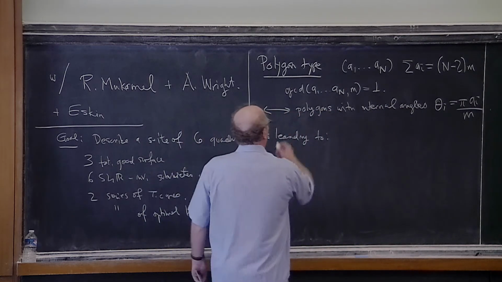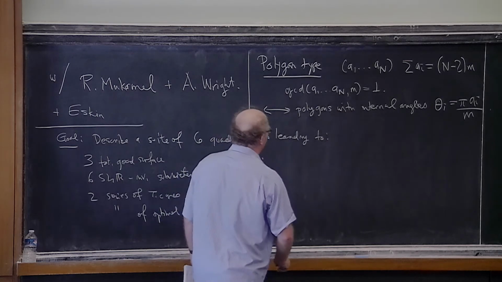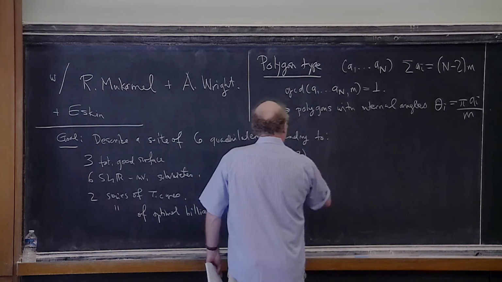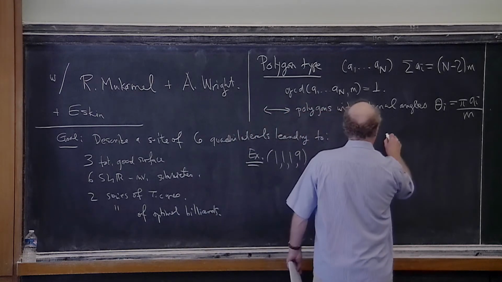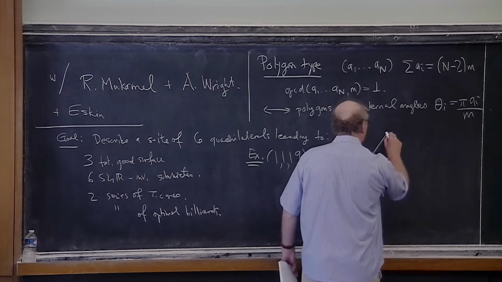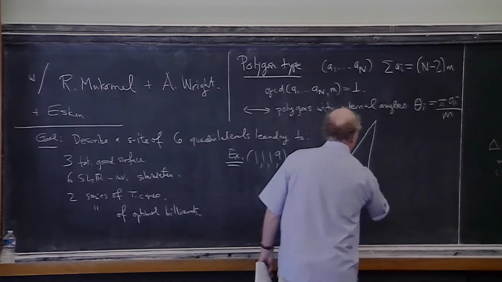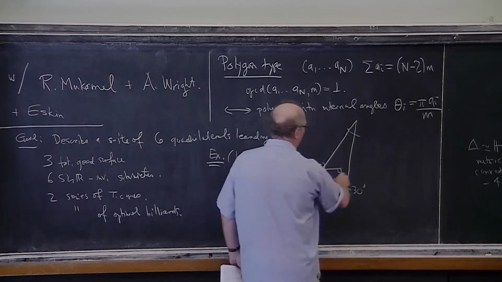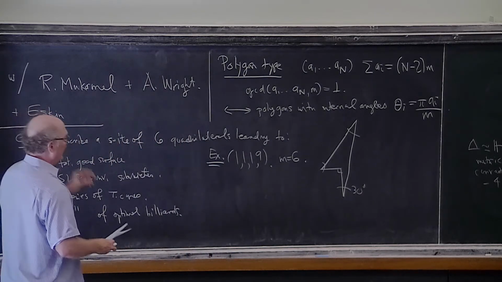OK, so this will, of course, be an n-gon. And one example, which will be important for us, is the case 1, 1, 1, 9. So here m is equal to 6. And the polygon looks roughly like the logo of the Star Trek Federation. So it has 3 angles, which are each of 30 degrees. These small angles are 30 degrees. And then here, there's a total angle of 207 degrees around that last obtuse vertex.